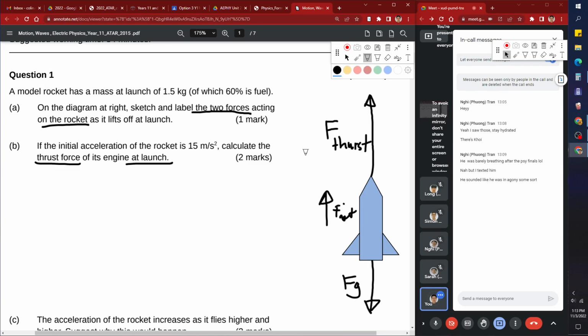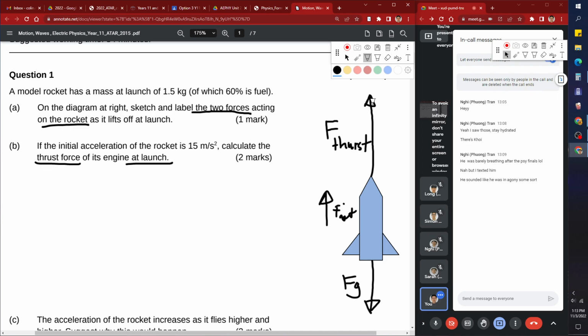Okay. Question one. We have to draw these two forces. Like I said, it already gave you the one. The important thing about the forces is you know what direction they are, especially when the forces are in the same plane, like they're both vertical. So that means the net force will be in one of those directions, okay? We want the rocket to move up, so that must be the direction of the net force.